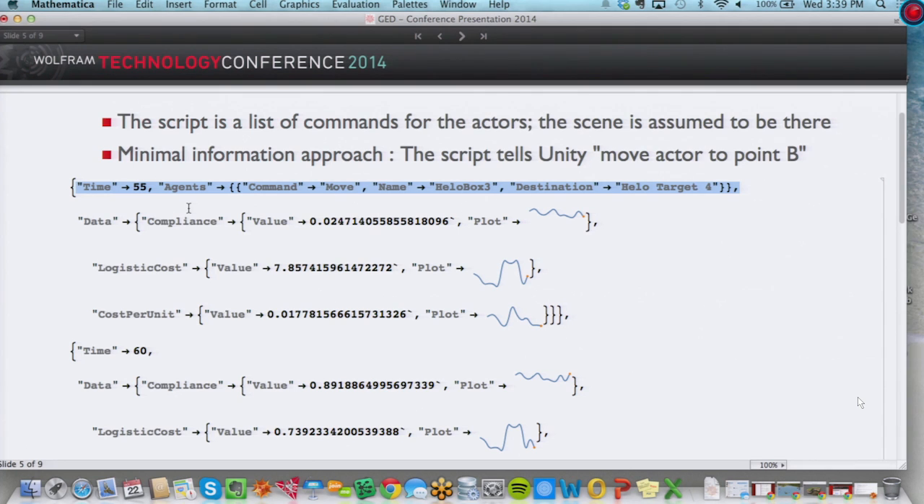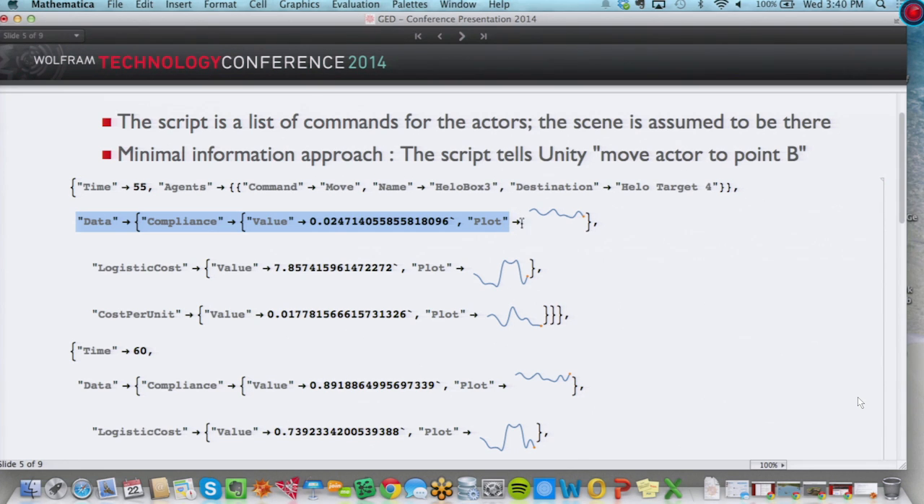So that's just a code fragment that I'm showing you here at some time 55, whatever that means in the time pacing here. I'm asking an object to move to a particular location. I'm also updating some data in Unity. I'm saying there's this metric called compliance, and I want it to have this certain value at that same time period 55. So it's a structured list of commands, and Unity is going to be processing all this.